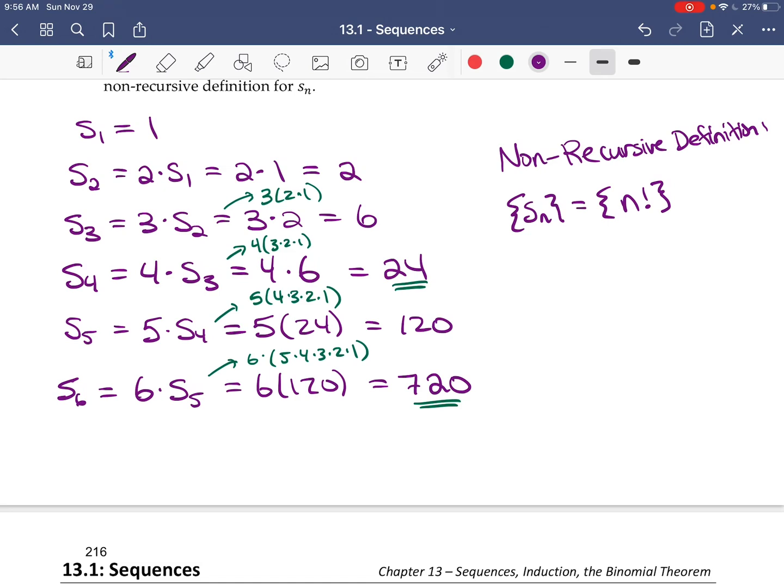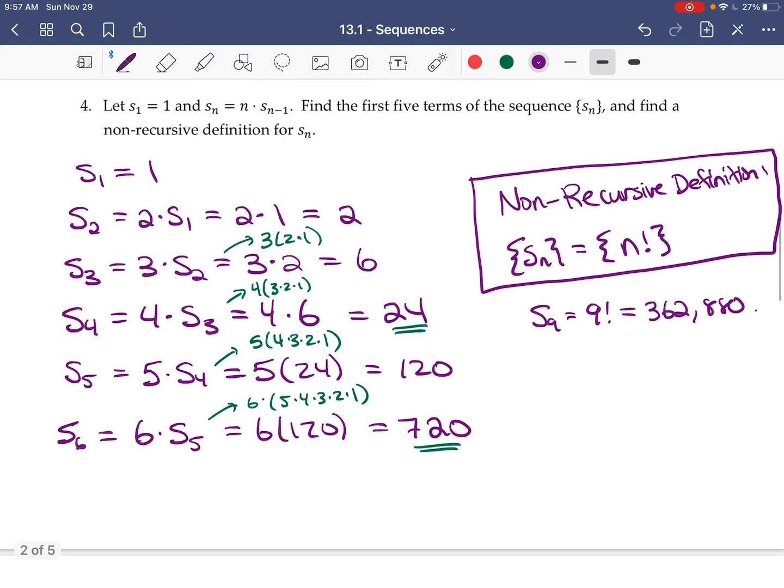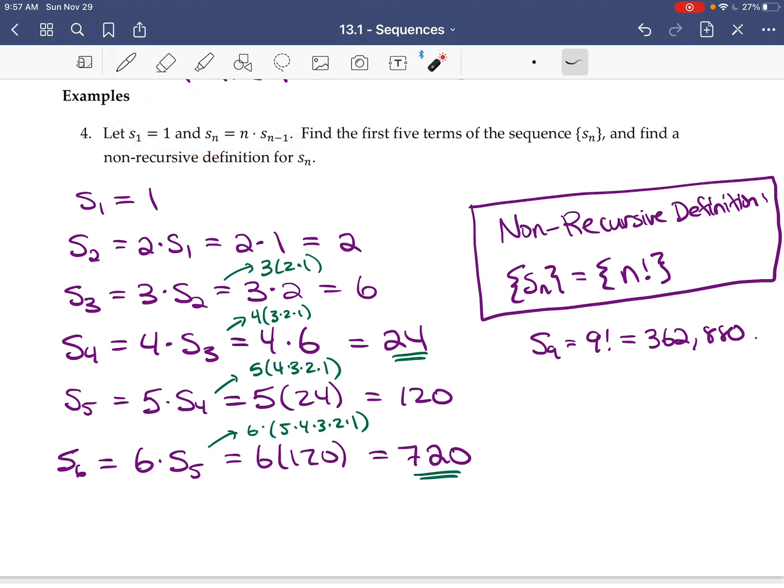So then I don't need to compute the ones before. I can just use my calculator. I don't want to do one that's too high, but let's say S9 is 9 factorial, which is 362,880. Okay, I didn't need to compute S7 and S8 to get it because there's a button on my calculator. Okay, so that's why it's non-recursive, because it's not using the steps before. There's a way to compute it without that. Okay, this is the recursive definition for the factorial: it's n times the one before, and it starts with 1. Okay, so that's how we can define the factorial.